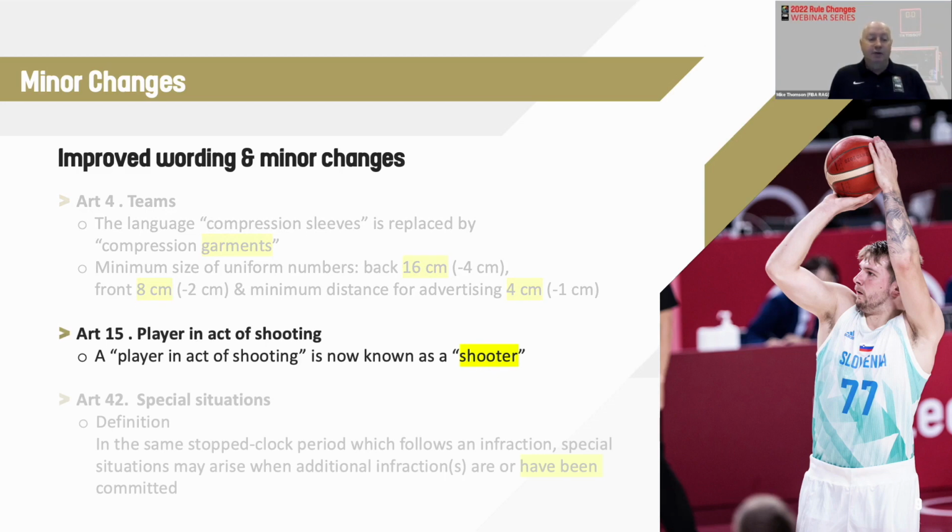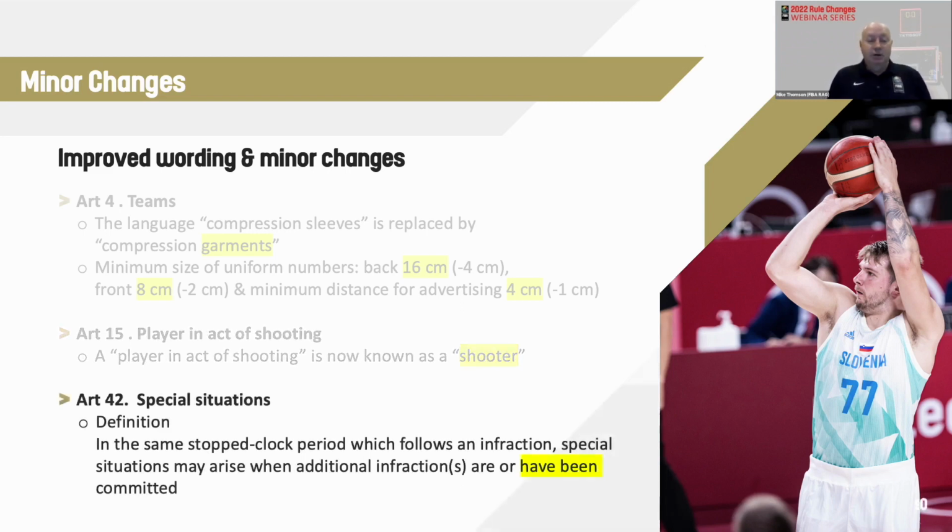In Article 15, we introduced the term shooter, and shooter merely means a player in the act of shooting. This is done for ease of language and language in OBRI, the official basketball rules interpretations, which will be available shortly. And an extremely minor change, in Article 42, we've added two words, "have been," as indicated by the yellow highlighting on the slide. This is because in Article 42, dealing with special situations, often the additional infractions are not actually committed in the stop clock period, but were actually committed during the live ball period that precedes the stop clock period. A very minor change.